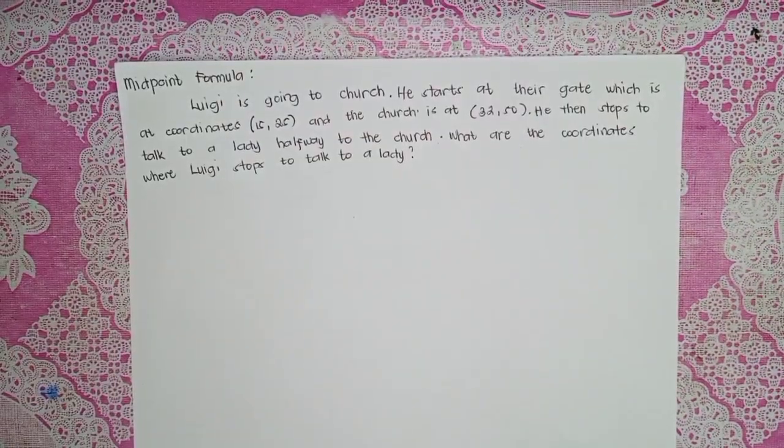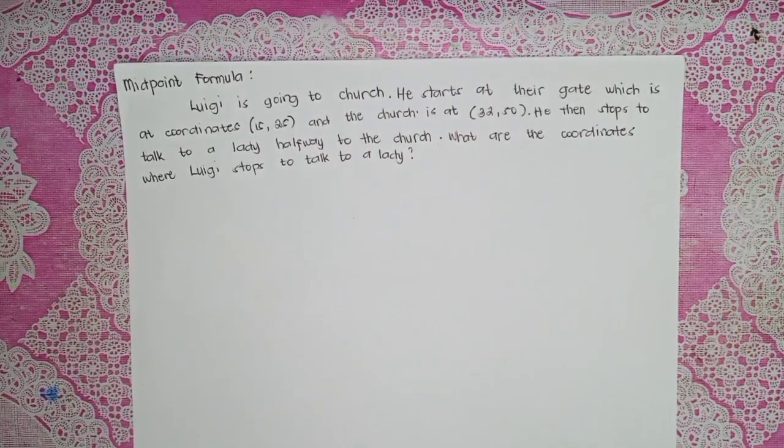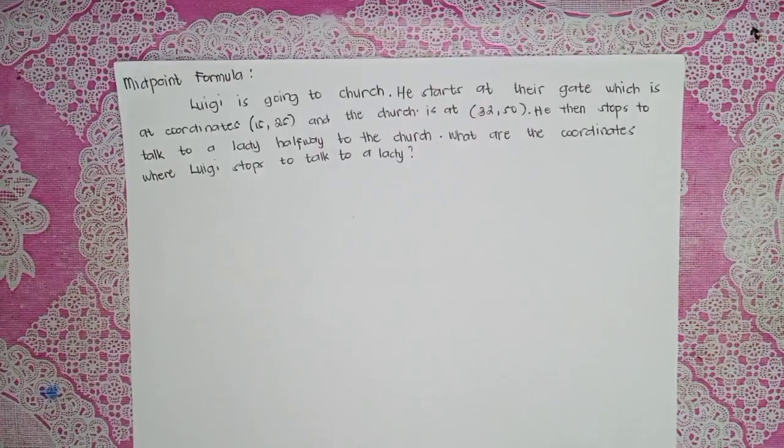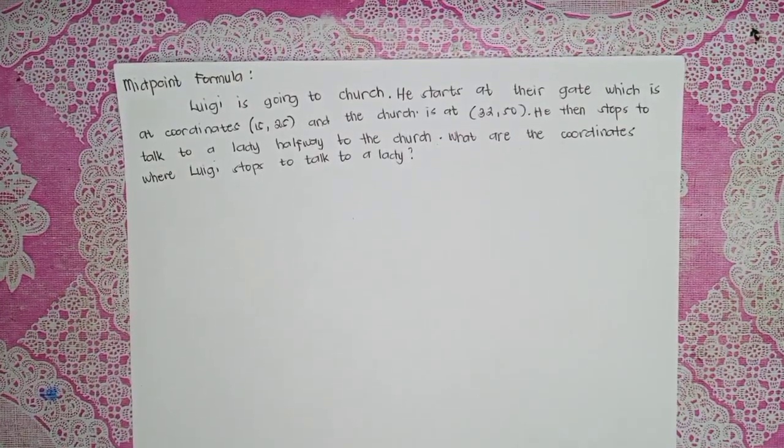Next is the midpoint formula. So the problem is, Luigi is going to church. He starts at their gate, which is at coordinates 15 and 25, and the church is at 32 and 50. He then stops to talk to a lady halfway to the church. What are the coordinates where Luigi stops to talk to a lady?